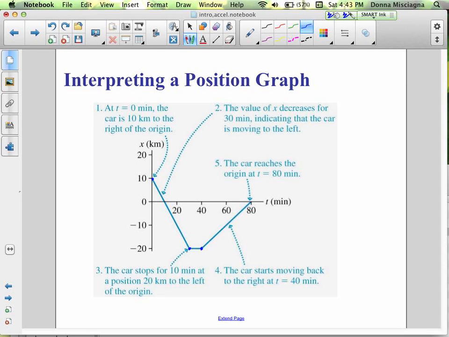Now the car is going, if the origin is home, I guess the car is going back home now. All right, so the car starts moving in a positive direction to the right at t equals 40, and all along here until the car stops. When it reaches the origin, the car is moving in a positive direction. So the car reaches the origin at t equals 80 minutes. So for 40 minutes, the car is moving in a positive direction.